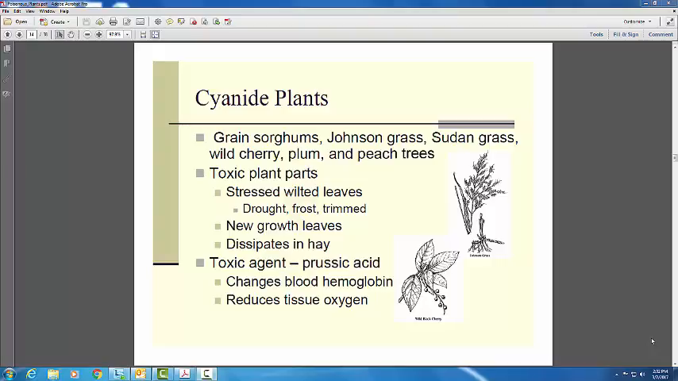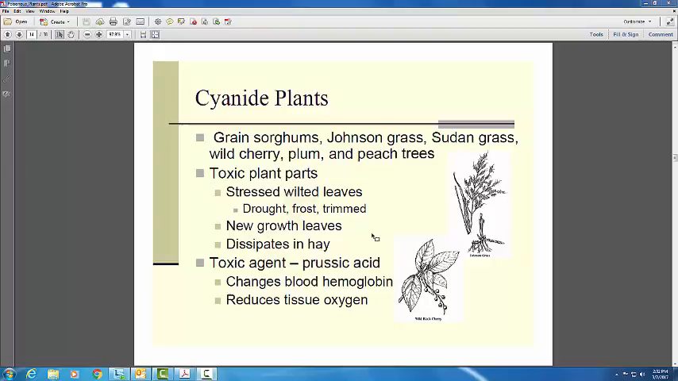Welcome to the second part of the poisonous plants, and we were talking about cyanide plants and how these work. Basically, cyanide is accumulated in the plant after stress, and the sorghums, Johnson grass, Sudan grass, wild cherry, plum, and peach trees can actually accumulate that. It usually happens after stress, and those plants are going to be wilting after a drought, frost, or trimming.